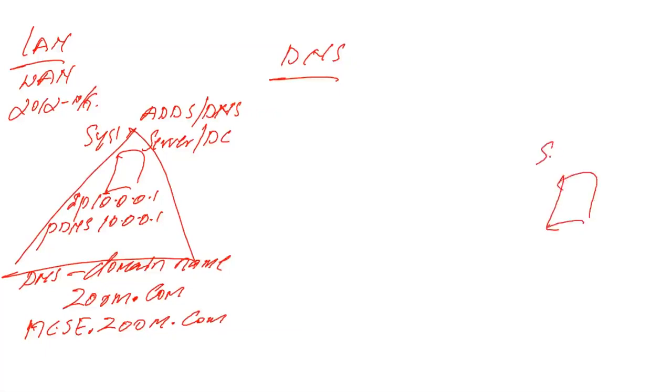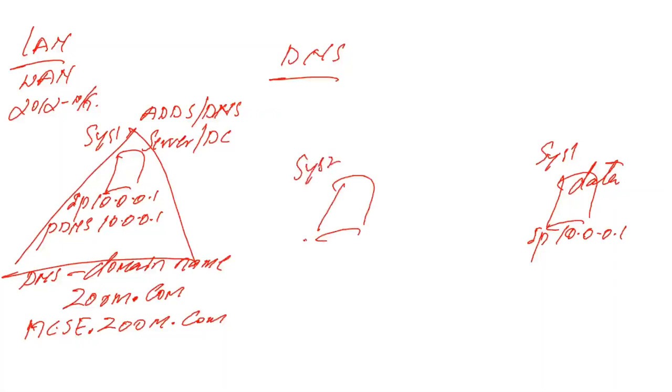One is system 1, and on the system 1 machine, I have one shared folder named data, and the IP address of this computer is, for example, 10.0.0.1. Now we have one more computer, system 2, which is connected to my network, and the IP of this machine is 10.0.0.2. Now, as a user, for example, I'm an employee, user 1, sitting on this computer. I'm requesting my administrator, sir, I want to access the data shared folder.